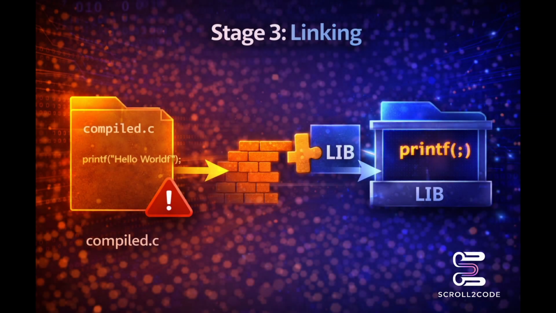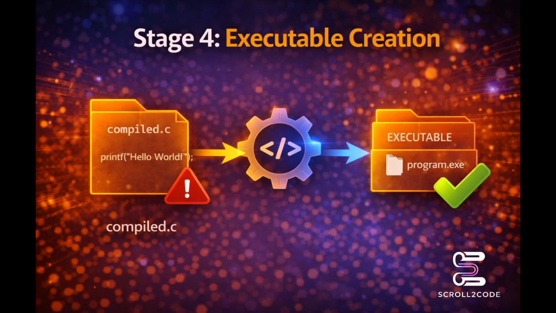Stage 3, linking. Now the linker comes into play. It connects your code and the library functions. For example, when you use the printf function, the linker connects your program to its actual implementation. If linking fails, the program cannot run. Stage 4, executable creation. Once everything is correct, machine code is generated and an executable file is created. This file is independent, ready to run, pure machine instructions.